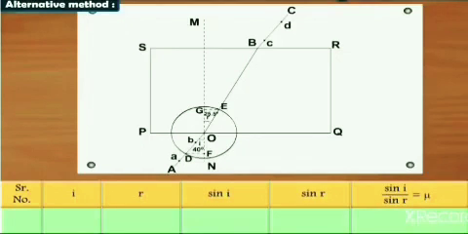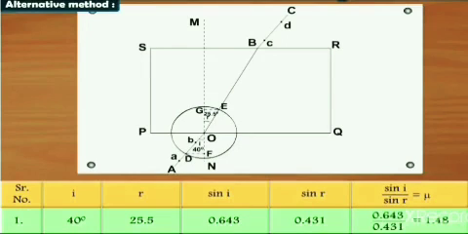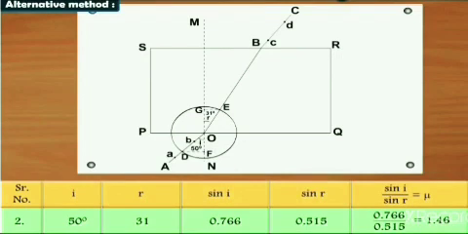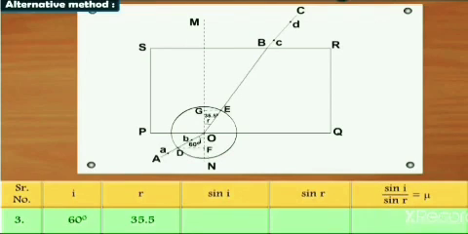Angle of incidence I, angle of refraction R, sine I, sine R, refractive index mu is equal to sine I upon sine R. When I is equal to 40, R is equal to 25.5, sine I is 0.643, sine R is 0.431, mu is 1.48. When I is equal to 50, R is equal to 31, sine I is 0.766, sine R is 0.515, refractive index mu is equal to 1.46. When I is equal to 60, R is equal to 35.5, sine I is 0.866, sine R is 0.581, mu is 1.52.